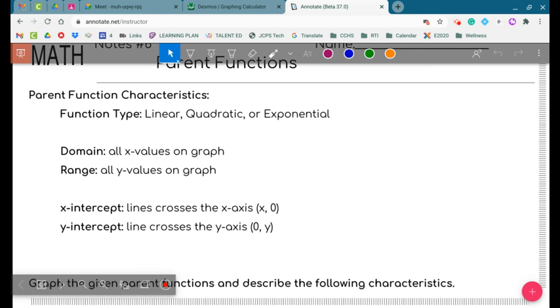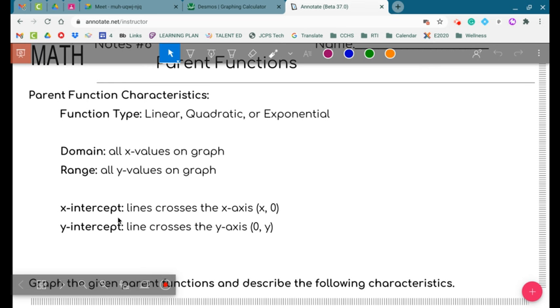You'll have to identify the domain and the range. So the domain is all of the x values that the graph hits, and the range is all the y values on the graph. And you guys will see what our domain and our range look like. For our parent functions, the domain is going to be the same each time, whether it's linear, quadratic, or exponential. The range is what's going to really change on each one of our functions.